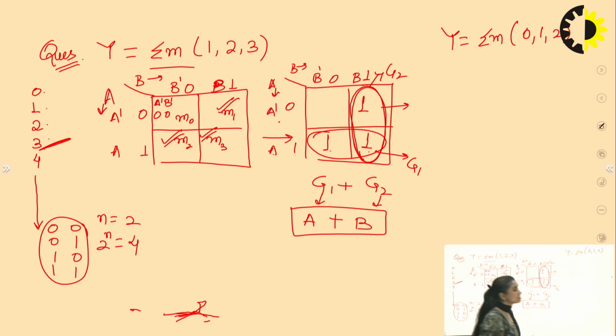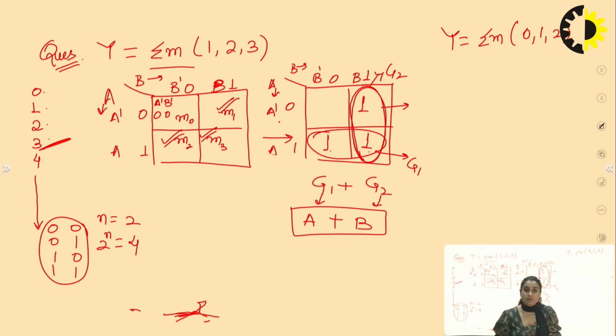Now if this is the question. Again, step number 1, we check whether this is an SOP or POS question. This is of course an SOP question because we have summation and small m. Now we'll see what is the highest designation here. Here the highest designation is 2, which makes 0, 1, 2. There are 3 levels and 3 levels cannot be represented by 1 bit.